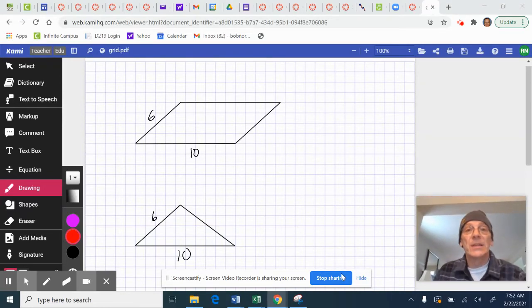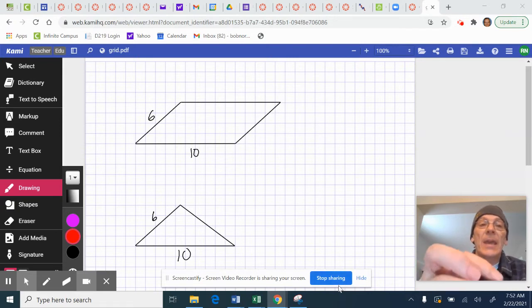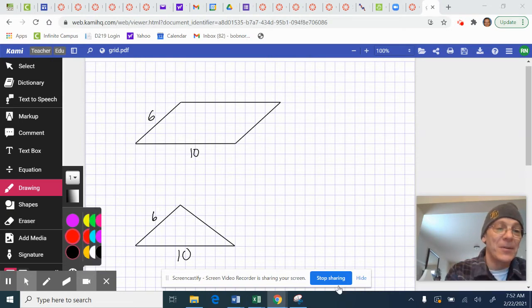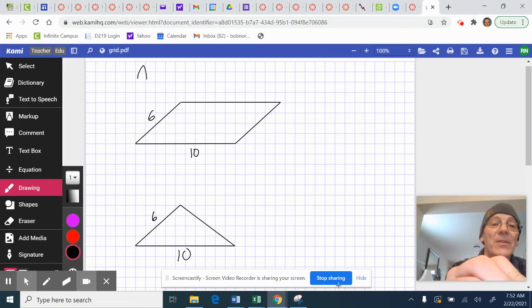Hey everybody, this is lesson 12.2. It's about areas of parallelograms and triangles. And let's talk about the fact that the area formula for a parallelogram looks like this. Area equals... if I can get my pen to turn on, first thing in this video, having troubles with my pen. The area is equal to base times height.